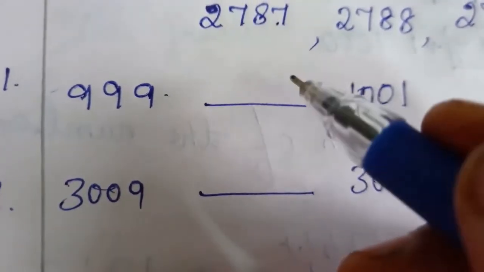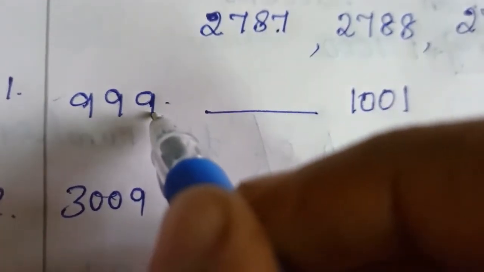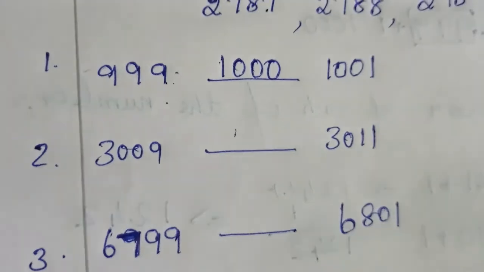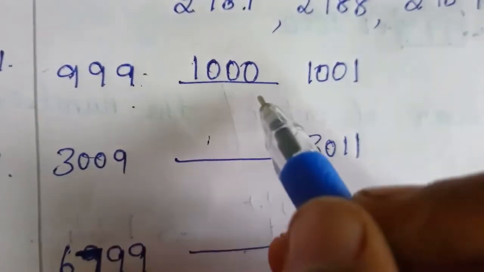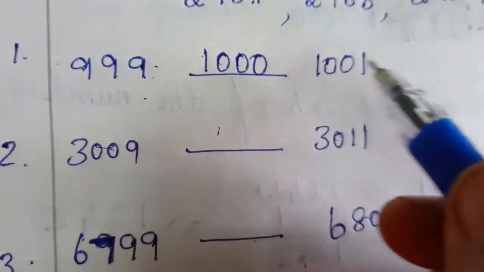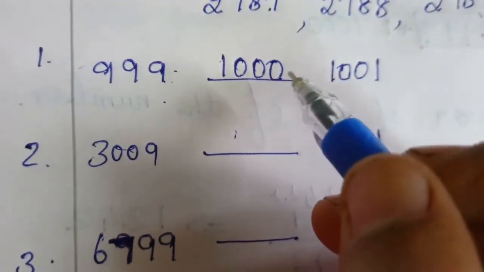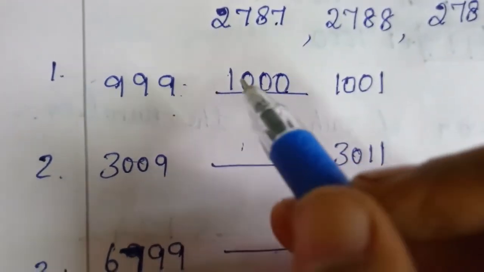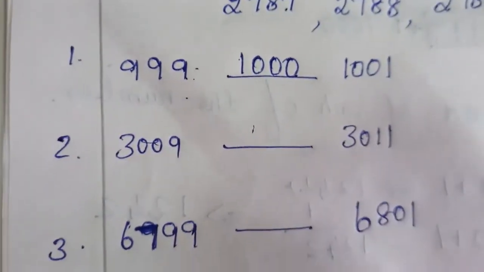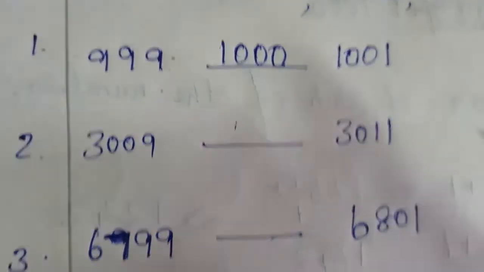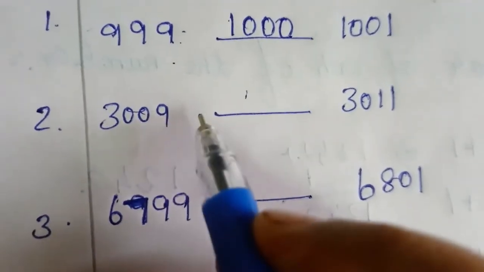So what will you get if you are adding 1? Yeah, 1000. So you can get 1000. So this is the between number, and if you add 1 to this number, you can get the successor of 1000, and if you subtract 1 from this between number, you can get the predecessor of this number.